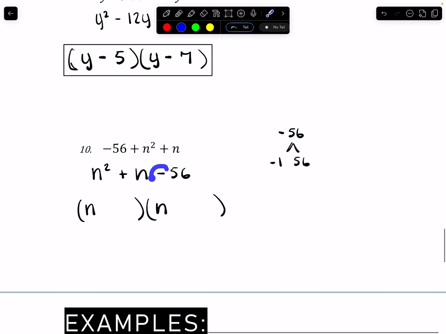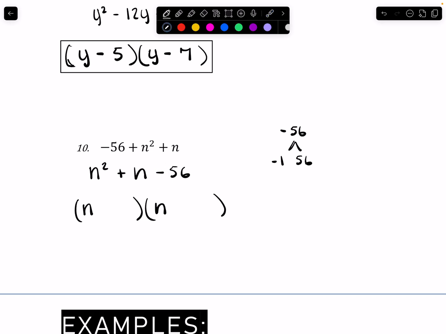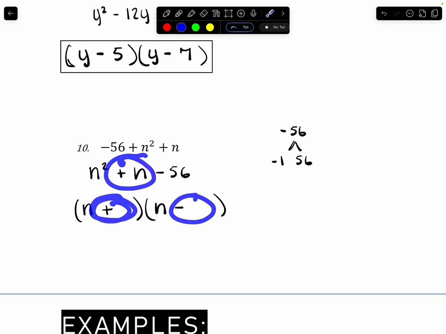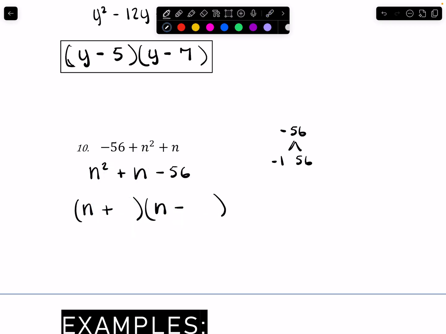Here, we want to multiply to give me negative 56. That means those signs have to be different, right? That's the only way we're going to multiply to give me a negative. And then if we want them to add to give you a positive, okay, think about money. I'm going to owe some and I'm going to have some, and I want to end up having some. Well, that means I need to have more than I owe. So our bigger number is going to be positive, right?